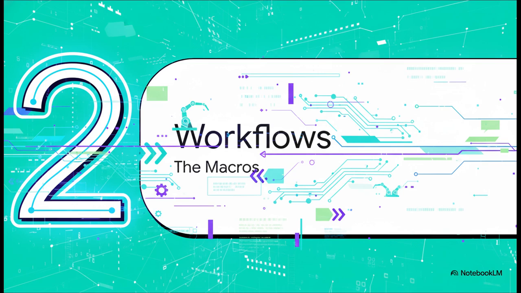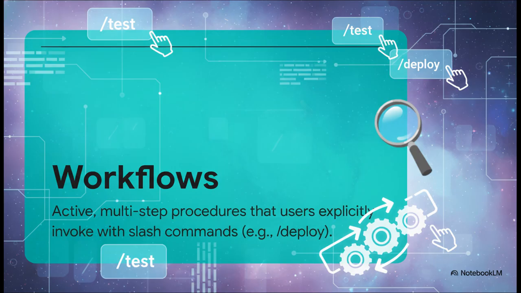Let's talk about workflows. Now, if rules are those passive guardrails, then workflows are your active, on-demand macros for getting repetitive stuff done. The key thing to get here is that workflows are not automatic. A person, you, has to explicitly kick them off with a slash command, something like /test or /deploy. They're designed to run through a predefined list of steps, just like a macro you might run in a spreadsheet.